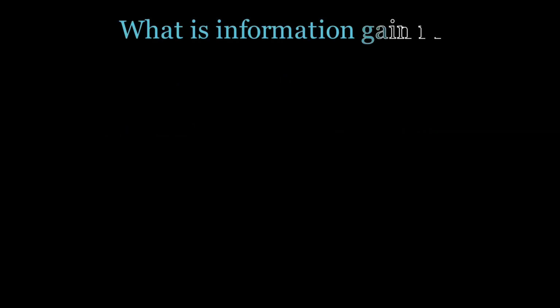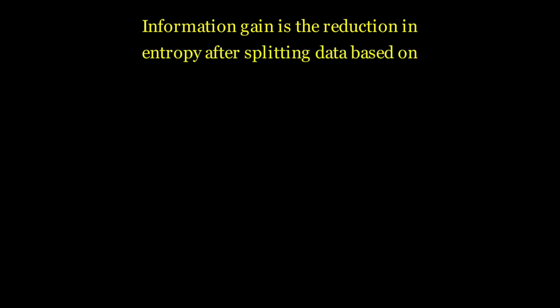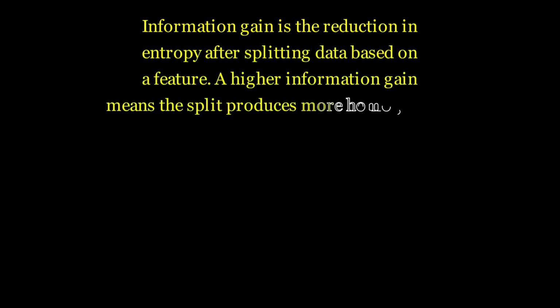What is information gain in a decision tree? Information gain is the reduction in entropy after splitting data based on a feature. A higher information gain means the split produces more homogeneous subsets.